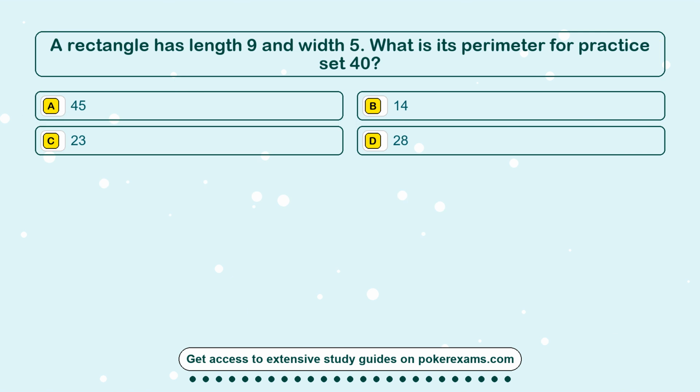Question 17. A rectangle has length 9 and width 5. What is its perimeter for practice set 40? Option A 45. Option B 14. Option C 23. Option D 28.